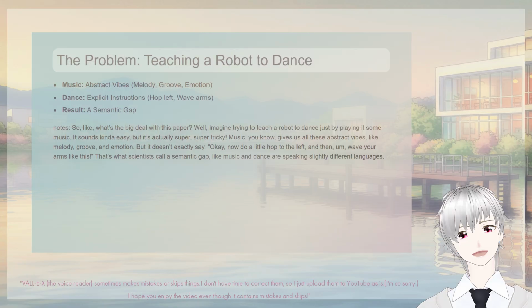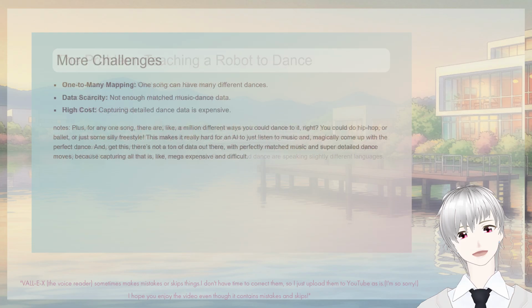So, wait, what's the big deal with this paper? Well, imagine trying to teach a robot to dance just by playing it some music. It sounds like it should be easy, but it's actually super tricky. Music gives us all these abstract vibes, like melody, groove, and emotion, but it doesn't exactly say, "Okay, now do a little hop to the left, and then wave your arms like this." That's what scientists call a semantic gap. Music and dance are speaking slightly different languages.